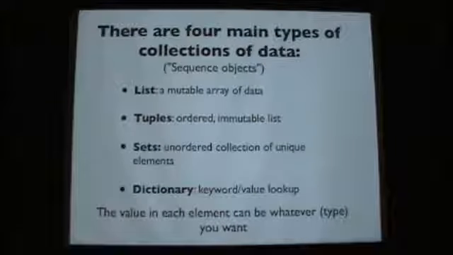And the way to think about all of these is that they're essentially sequences of objects. Some of them are changeable. Some of them are not changeable, or immutable. And they all have different properties, and you're going to wind up using them, not necessarily all of them in every code, but many times you'll wind up using different types to satisfy different needs within your code.